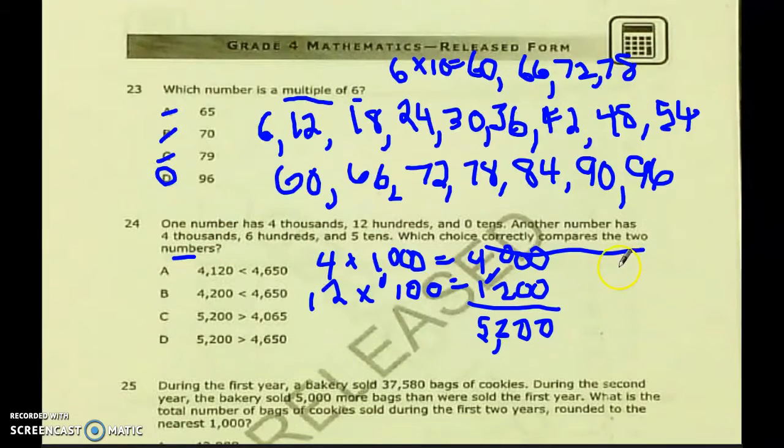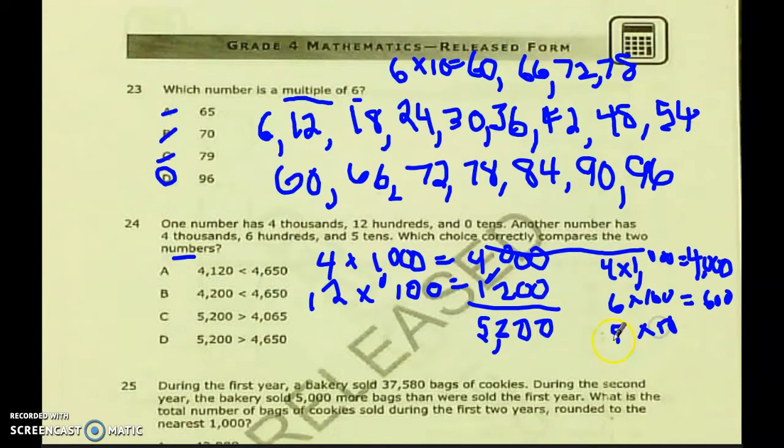I also have 4 times 1,000, which is 4,000. I also have 6 times 100, which is 600. And then I have 5 tens, which is 5 times 10, which is 50. Okay? If I add those up, that's 0, 5 plus 0, 5, 6 plus 0, 6. So this amount is 4,650.